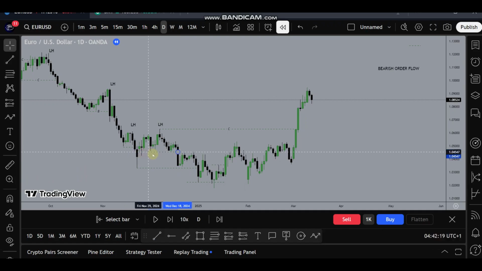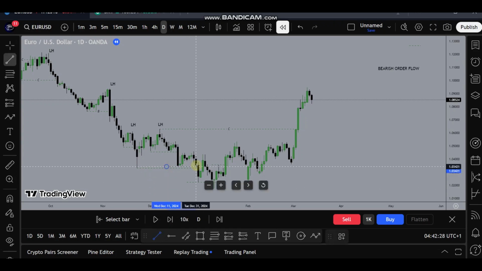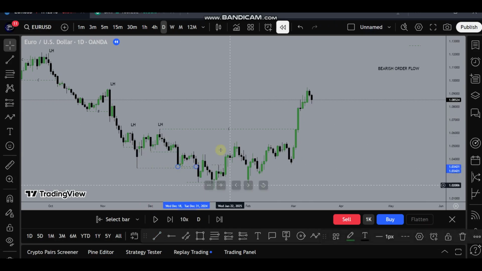There is a market structure shift here, and there is another break of structure here. These are called internal market structures. But this is the low I'm looking for. If price should close below this low, I will have a break of structure. But if price does not close below this low, whatever happens inside this place, between this low and this low, is called internal market structure.